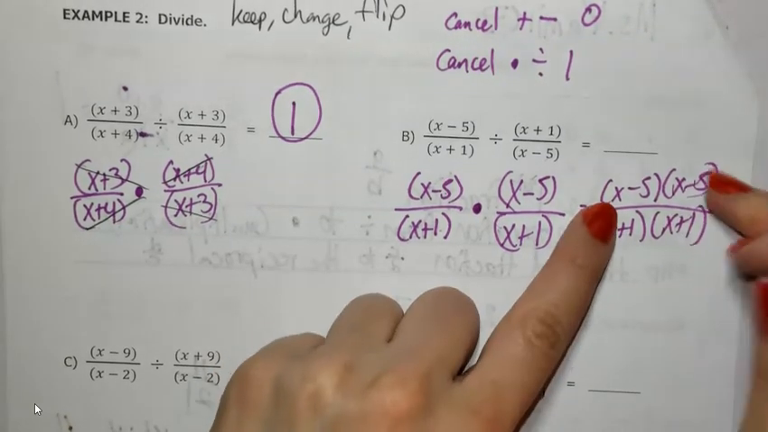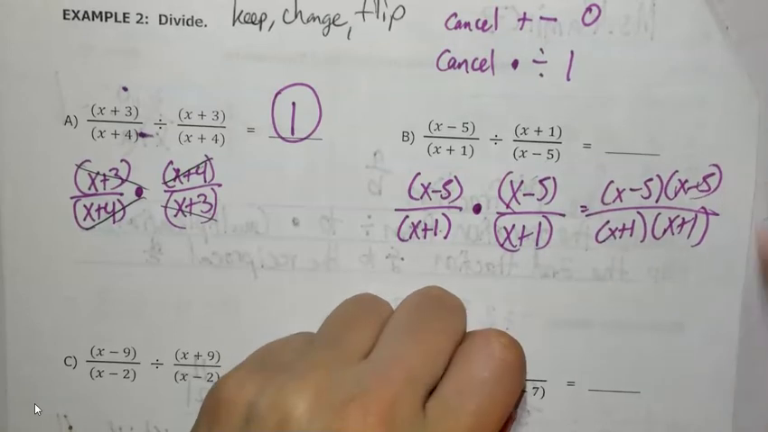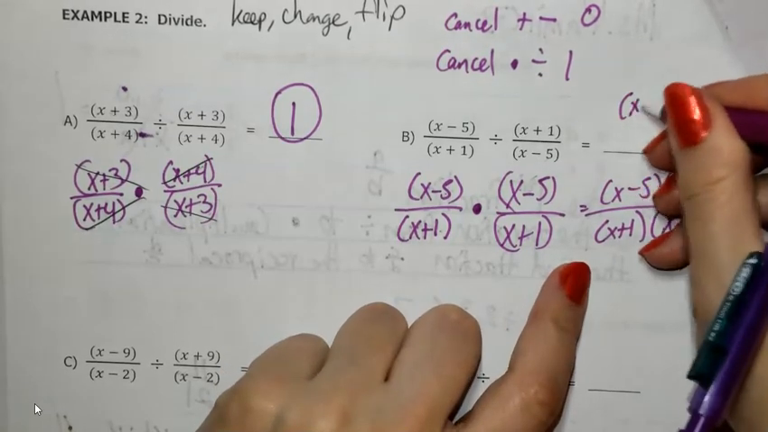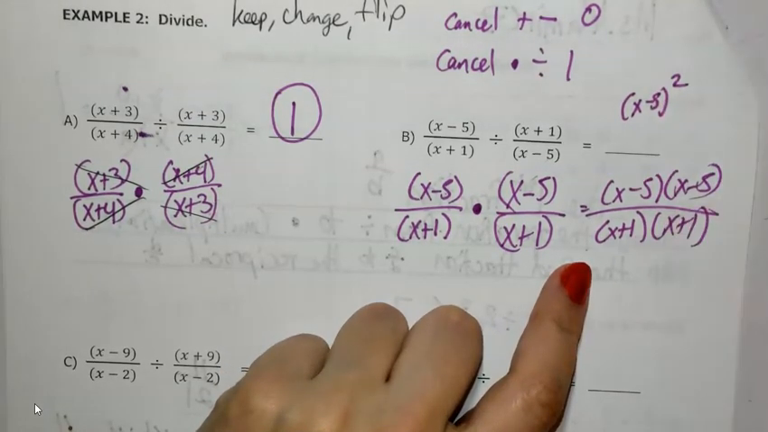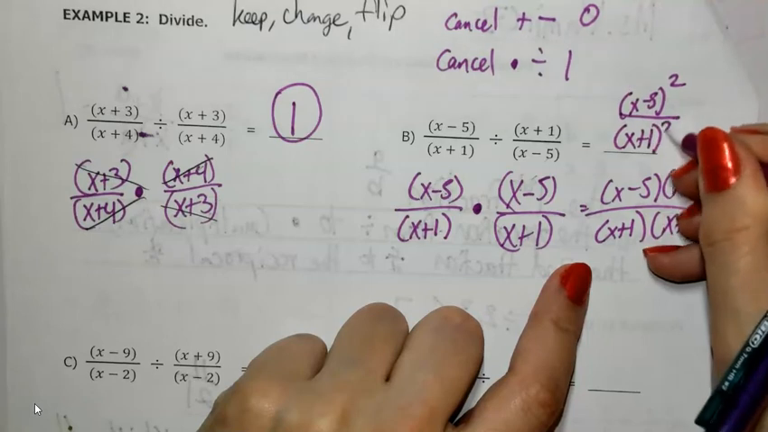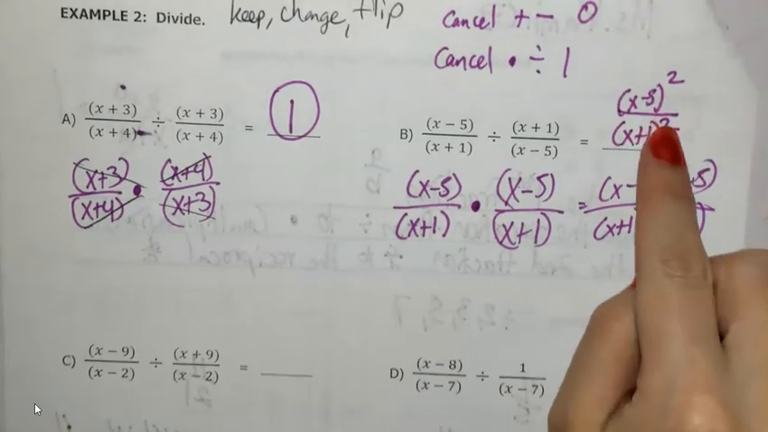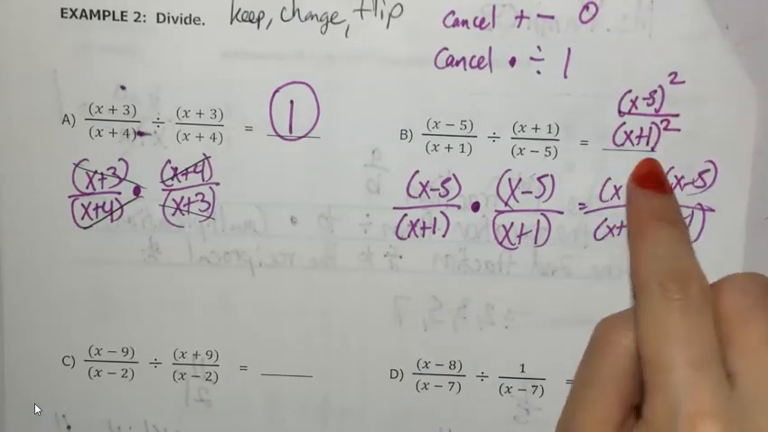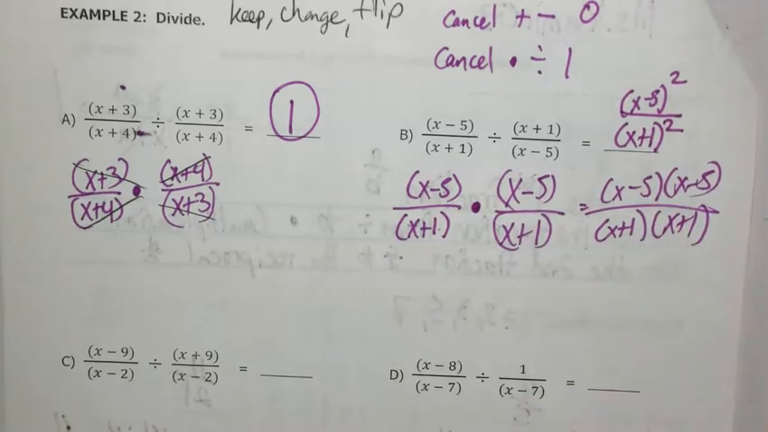Notice the same factors repeated twice here, right? So in your answer, you only have to write the factor once, and then we're going to put a 2 right there because it was repeated twice. Same thing with the denominator. So we have x minus 5 to the second power over x plus 1 to the second power.